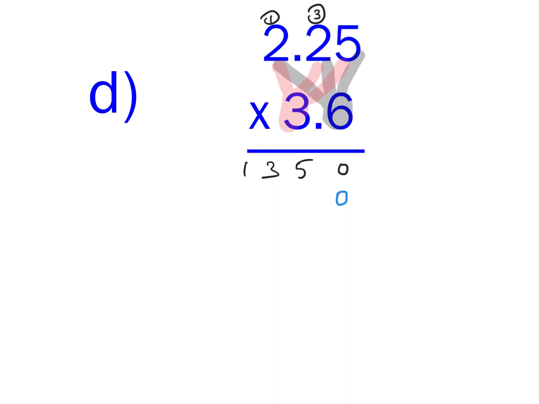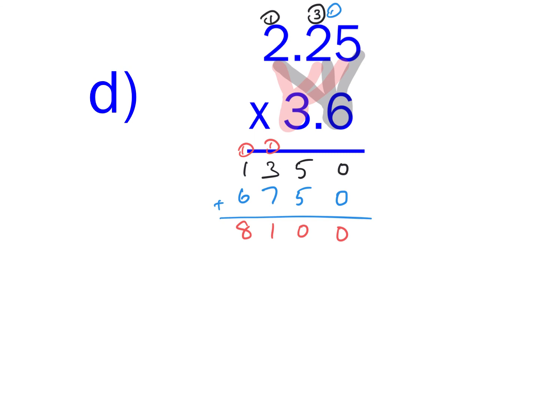Okay. Now, 3 times 5 is 15. So that's 15. Put a 1 up here. 3 times 2 is 6, plus 1 is 7. 3 times 2 is 6. And then add those numbers together. And we get 0, 10, carry the 1, 11, carry the 1, 8.